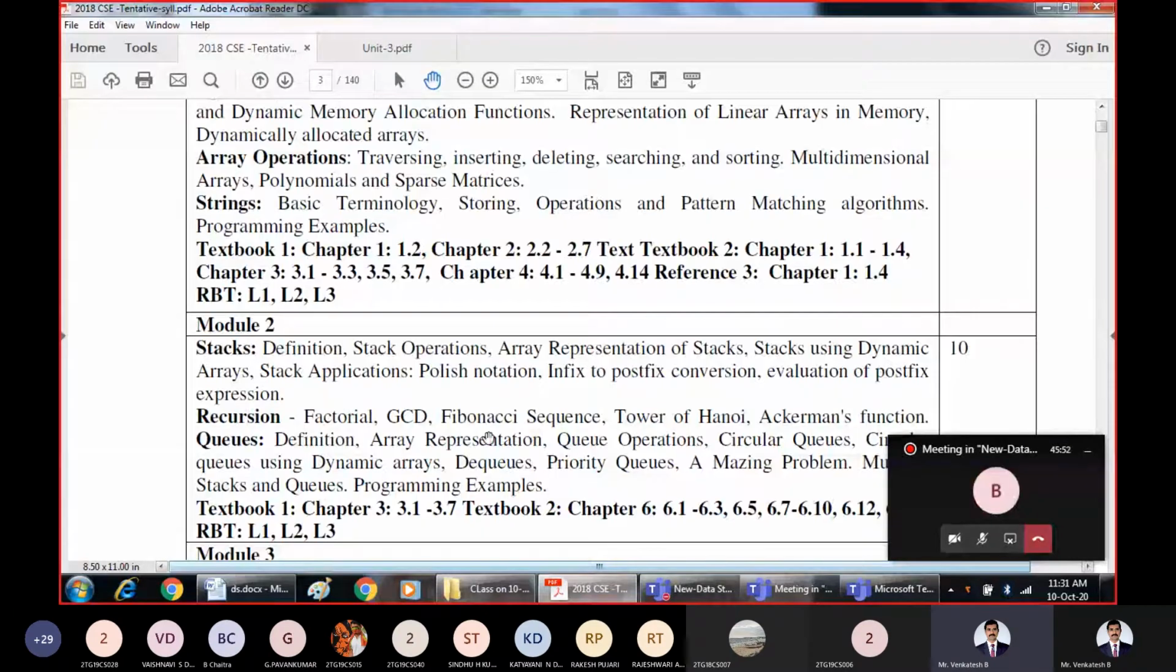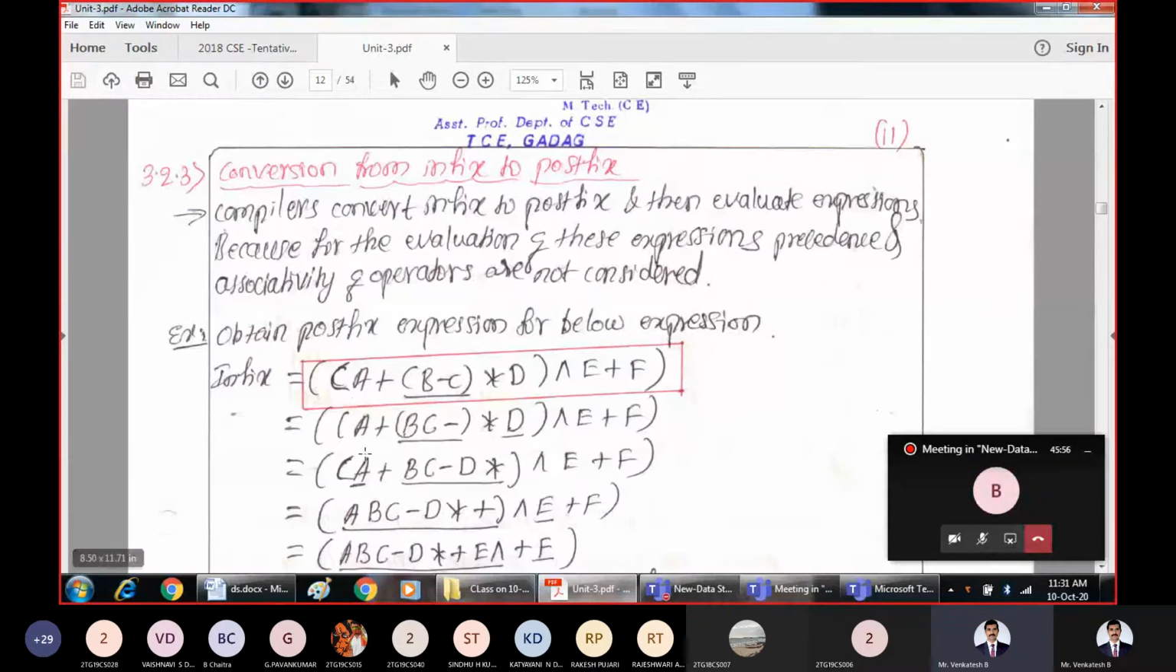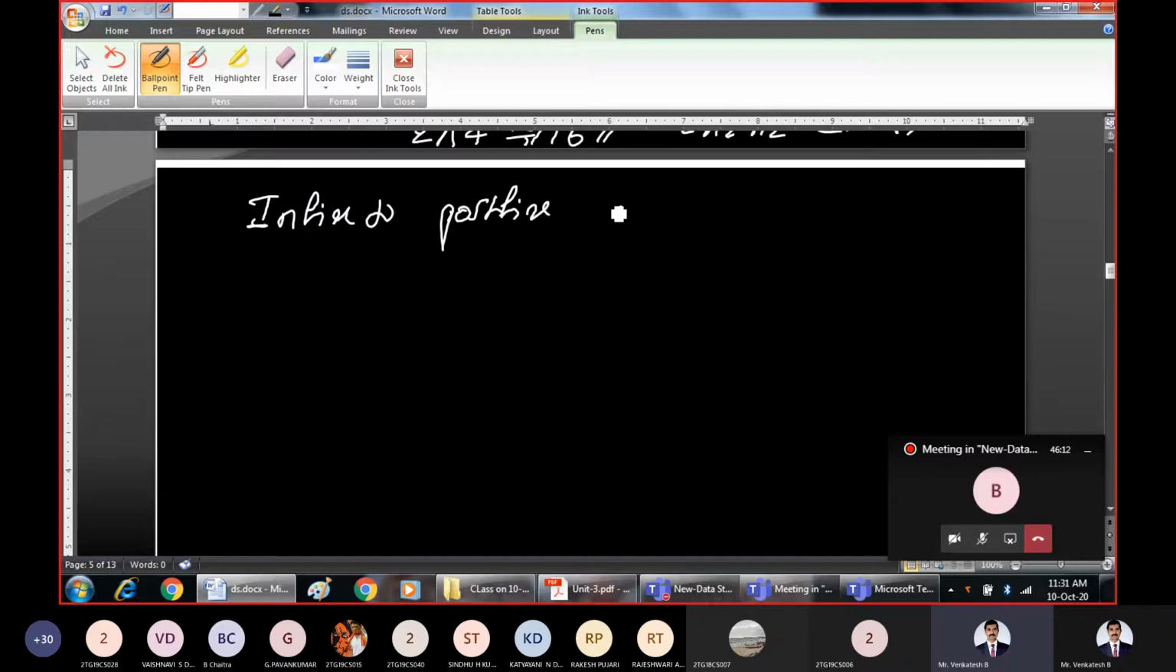How do we convert an expression from infix to postfix? By using all these rules. Before I go for this, I'll take some small expressions and explain the conversion. That is what we are studying in this unit: infix to postfix conversion.